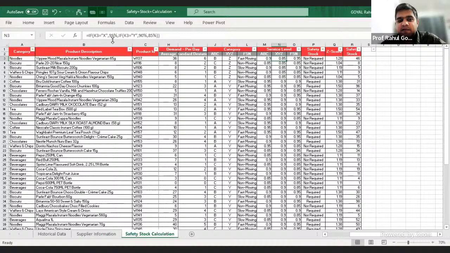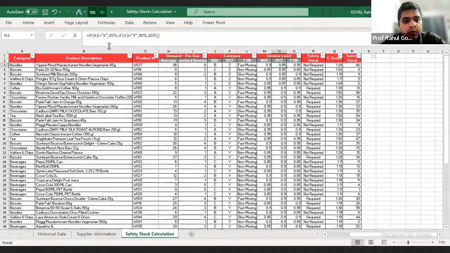Now let's look at XYZ, right? So if it is an X class SKU, which is a pretty stable SKU, there they want to keep 95%. If it is X, it is 95%, and if it is Y class, it is 90, and if it is Z class, it is 85%, right? So if you look here, it is a highly variable SKU wherein they want to give 85% service level. And in case of fast and slow moving, it is a fast moving SKU, and for fast moving SKU, 95%.